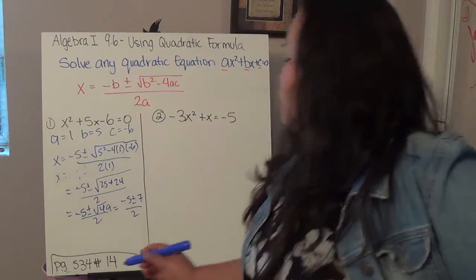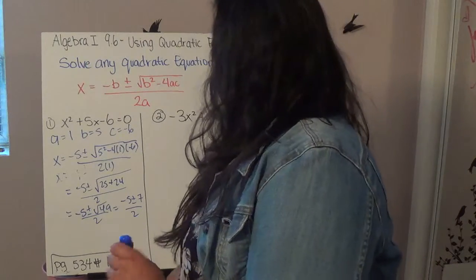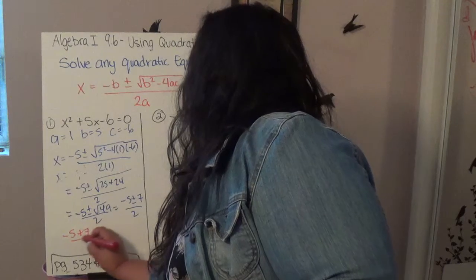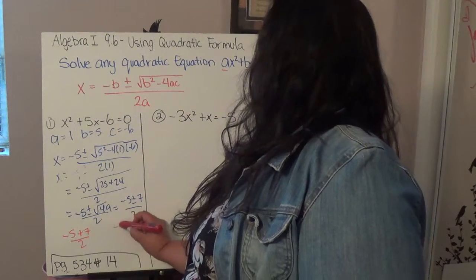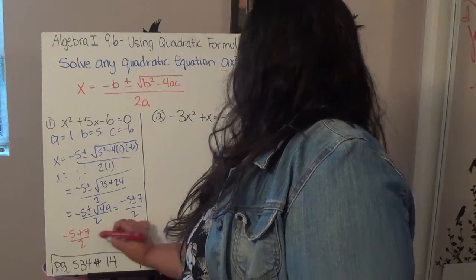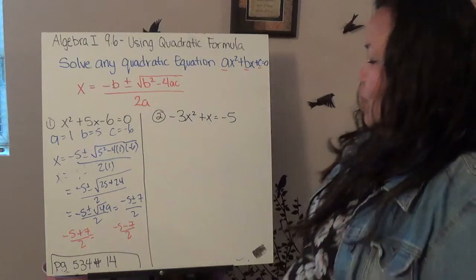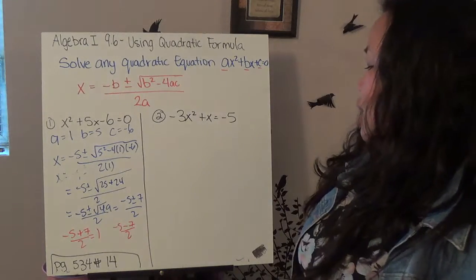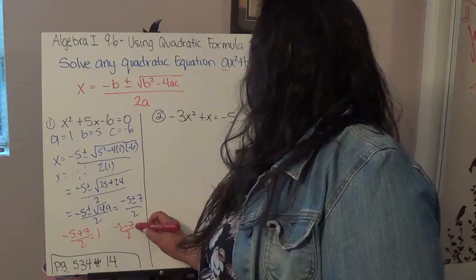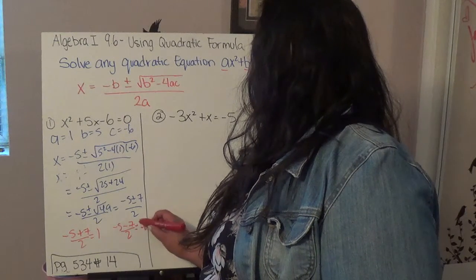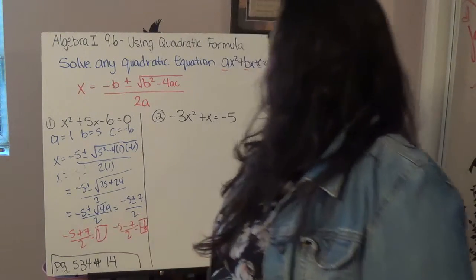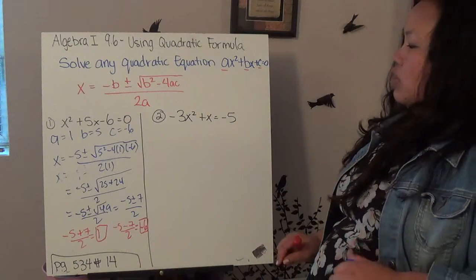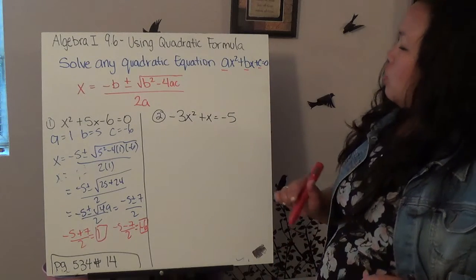So I have two answers. My first one is -5 plus 7 over 2, the plus. And then -5 minus 7 over 2. So -5 plus 7 is 2 over 2, which gives me 1. -5 minus 7 is -12 over 2, which is -6. So just like I did with parabolas and the two answers, I also have my two answers here. Let's try it again.